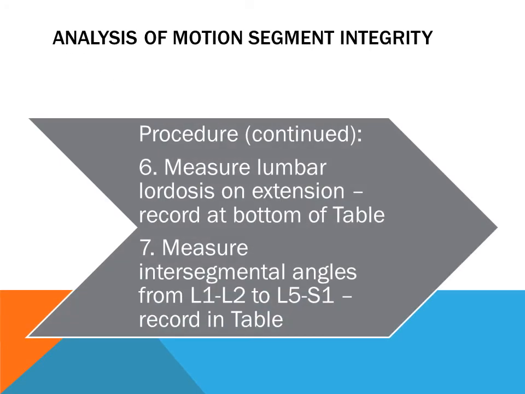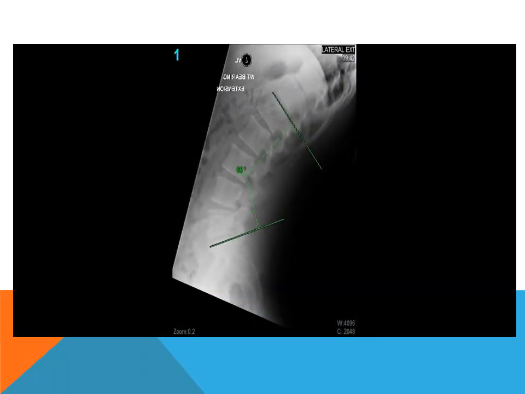Now we're going to repeat the same procedure on the lumbar extension film. We're going to measure the lumbar lordosis in extension, recorded at the bottom of the table. We're going to measure the intersegmental angles from L1 to S1, and record those also in the table. So here's the lumbar extension film. I've measured the lumbar lordosis angle. That angle is 66 degrees.